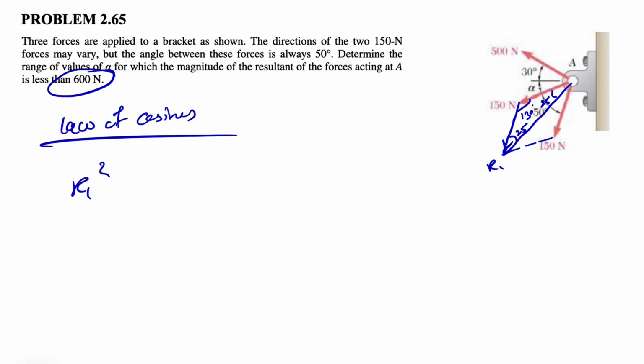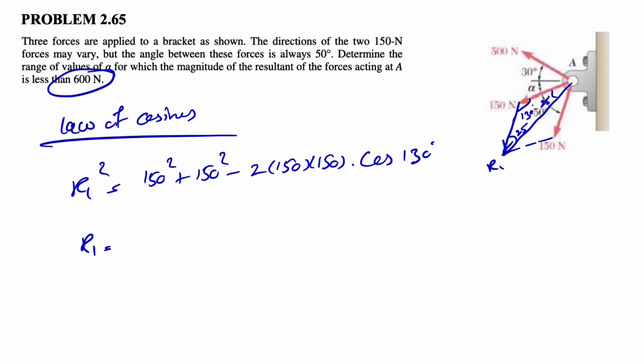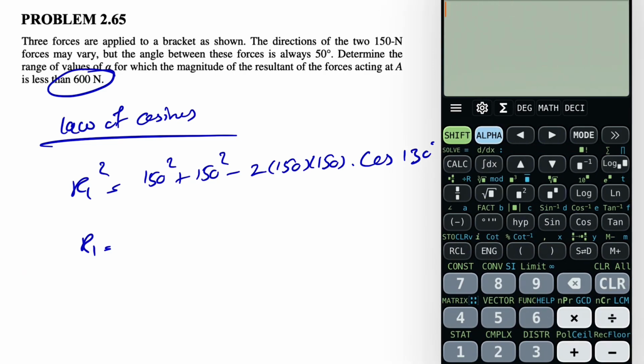So R1 squared is equal to 250 squared plus 250 squared minus 2 times 250 times 250 times cosine of 130 degrees. Keep in mind that the angle is the angle between the 250 Newton forces, which is 130. So now we can find our R1, which would be the square root of whatever we have in the previous step. So I'm just going to put it in the calculator, see what we get.